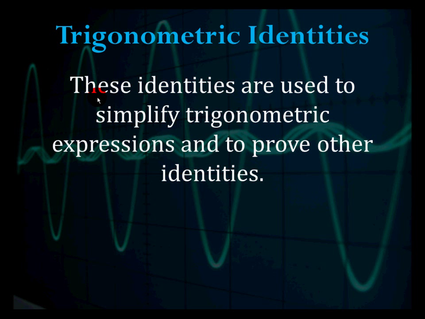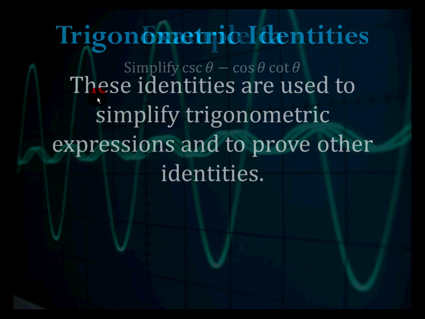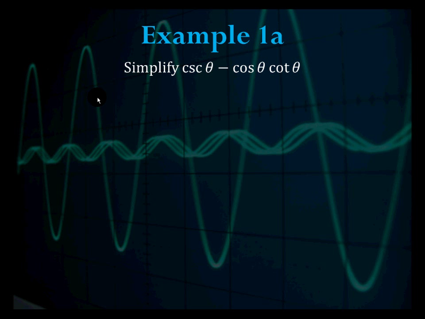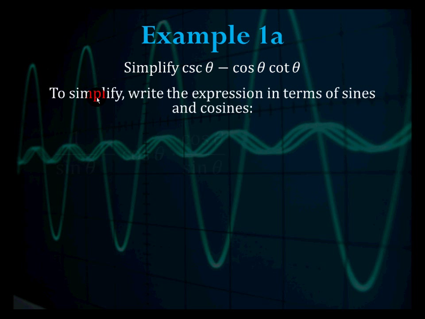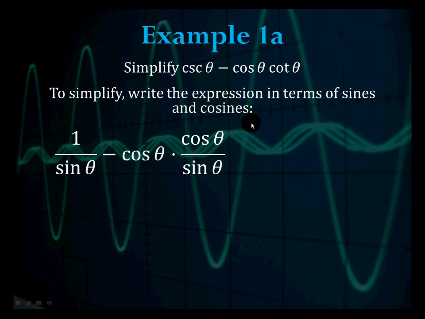Trigonometric identities are used to simplify trig expressions and to prove other identities. So let's see how this works. Example 1a. Simplify cosecant theta minus cosine theta cotangent theta. All right, the way you want to basically do these is to re-express everything as a form of sine and cosine. So cosecant is equal to 1 over sine. Cosine you leave alone. Cotangent is equal to cosine over sine.